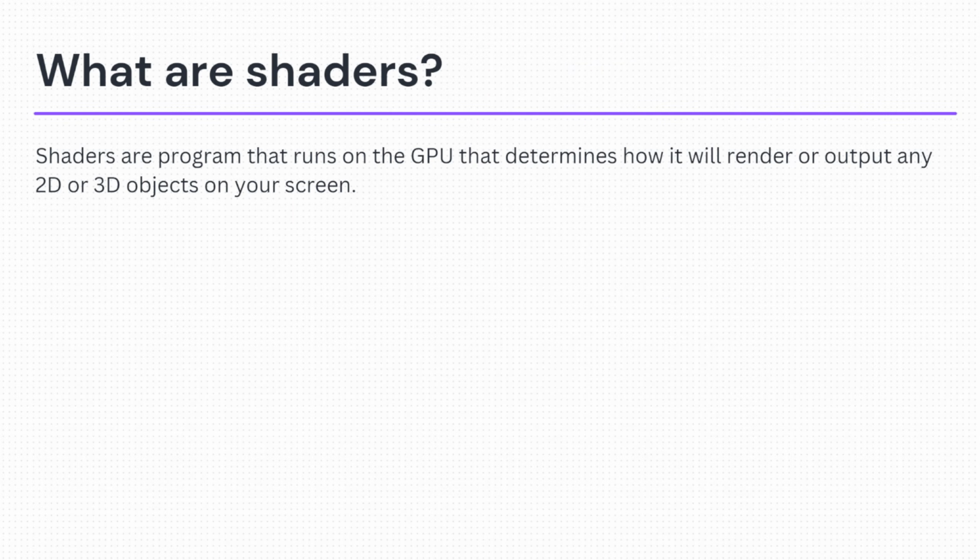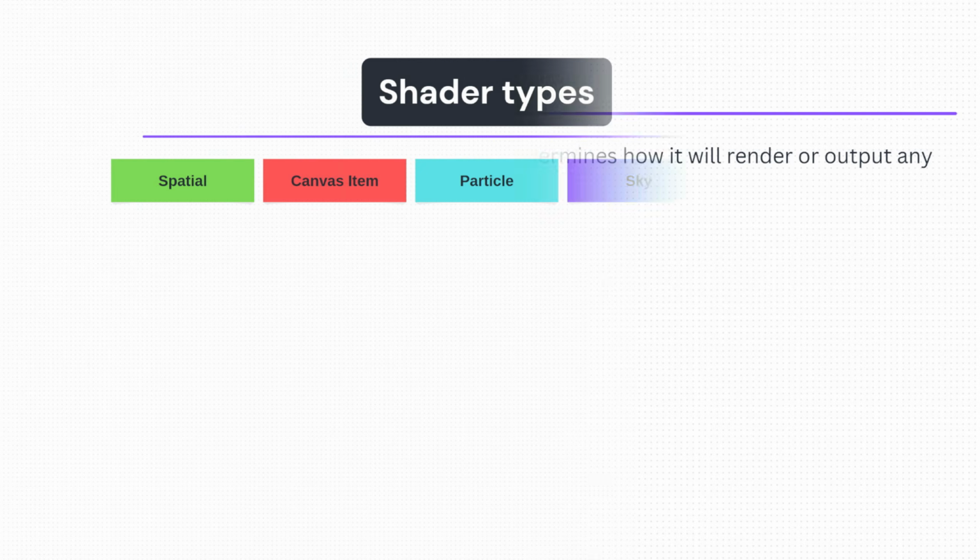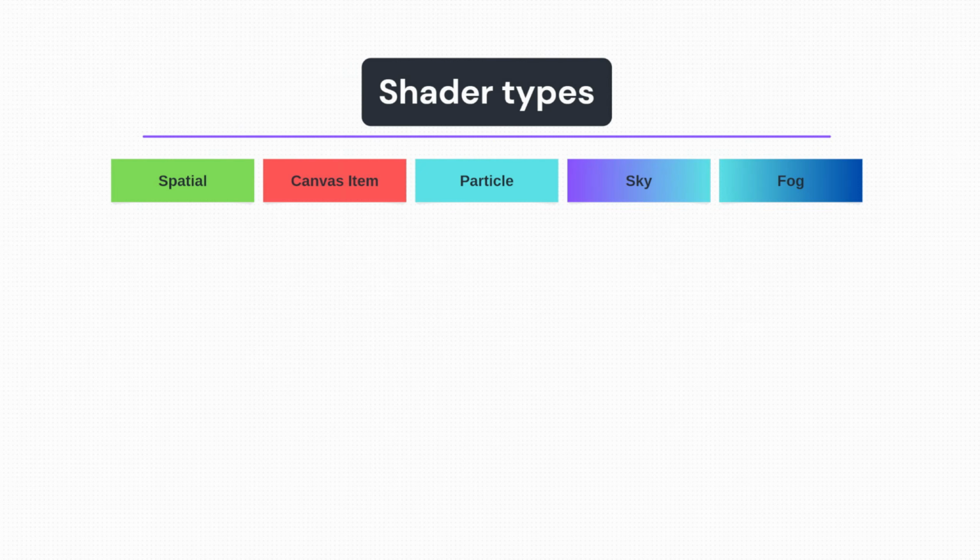Okay, now what are shaders? Shaders are programs that run on the GPU that determine how it will render or output any 2D or 3D objects on your screen. In Godot, there are 5 types of shaders: spatial, canvas item, particle, sky, and fog. Spatial shaders are used to render 3D objects. Canvas item shaders are used for any 2D objects including UI. Particle shaders are used to render particles. Sky shaders are used to render skybox, and hence it is my favorite type. Finally, fog shaders are used to render volumetric fog.